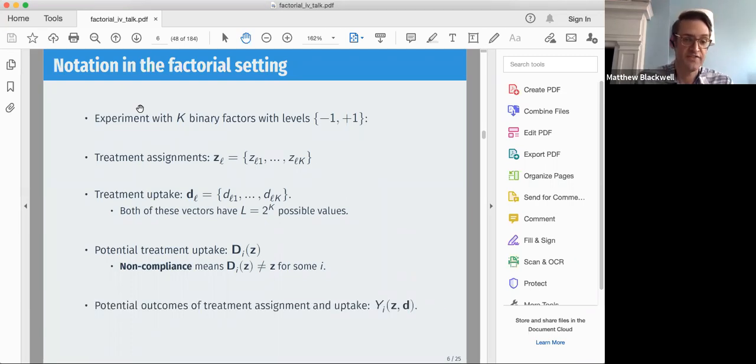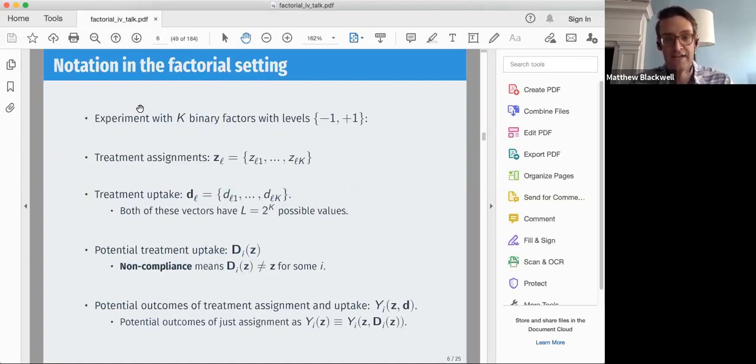And then again, we're going to define the potential outcomes here as a function of treatment assignment and treatment uptake, z and d. And today I'm mostly going to be working with redefining those in terms of this composite potential outcome, which is just the potential outcome as a function of assignment, letting d take whatever value it would take for its potential values.